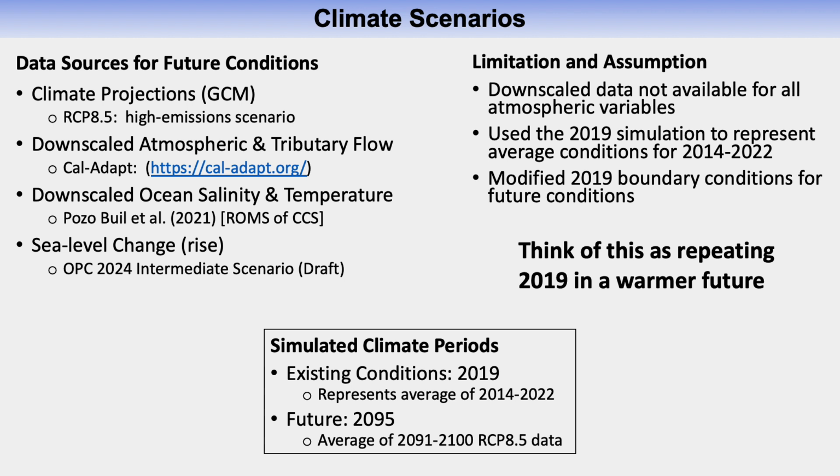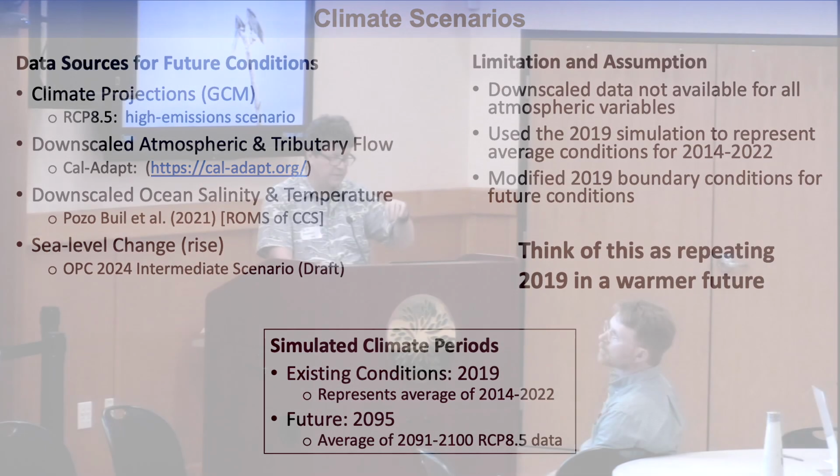All right. So for the climate scenarios, I was able to get downscaled atmospheric and tributary flow data from CalAdapt. These are from the RCP 8.5 projections, and CalAdapt and others have actually downscaled them to our area, so we're able to use them sort of directly. Eric was nice enough to provide me downscaled ocean salinity and temperature. I'm not going to try to pronounce this name, but it's a recent publication on the California Current system that he talked about. And for sea level rise, I'm just using the intermediate scenario from the new OPC 2024 draft document.